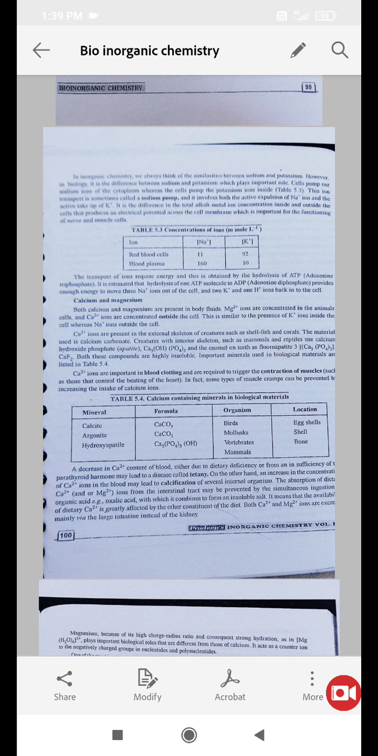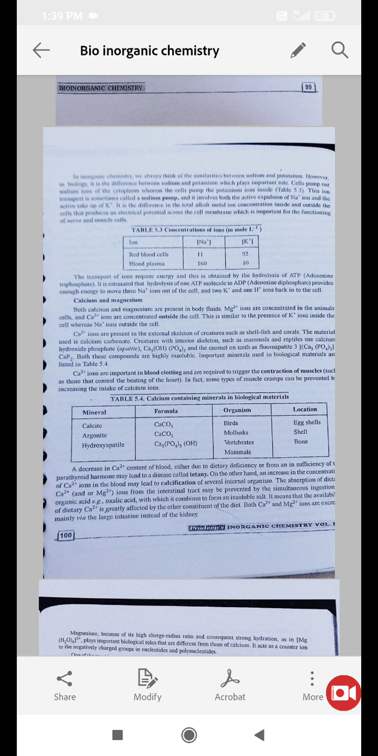It is the difference in total alkali metal ion concentration inside and outside the cell that produces an electrical potential across the cell membrane, which is important for the functioning of nerve and muscle cells. The transport of ions requires energy, and this is obtained by the hydrolysis of ATP, adenosine triphosphate. It is estimated that hydrolysis of one ATP molecule to ADP, adenosine diphosphate, provides enough energy to move 3 sodium ions out of the cell and 2 potassium ions and 1 hydrogen ion back into the cell.